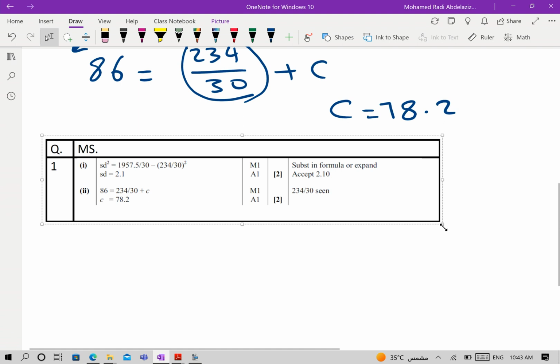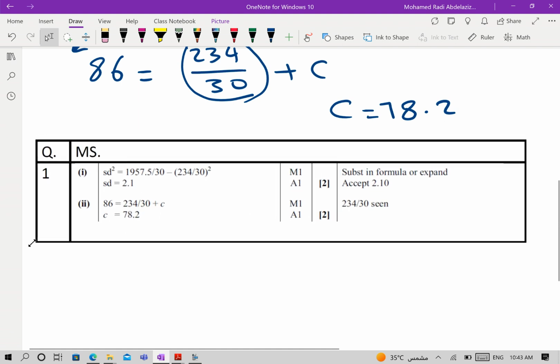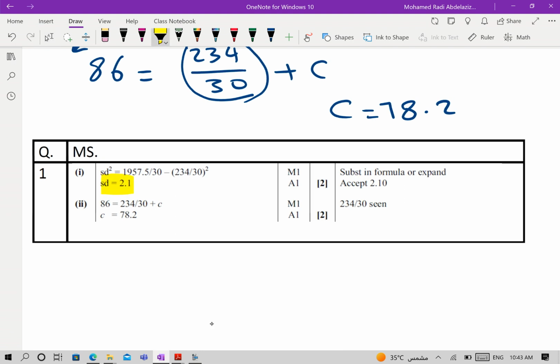By looking at the marking scheme of this question, the final answer of standard deviation is 2.1. You will take the answer correct. The method mark is for using the formula and substituting in the formula, the M mark. You cannot take the answer without M1. Don't try to use your calculator and write the final answer without any working out. You have to get the method mark first to get the answer correct.